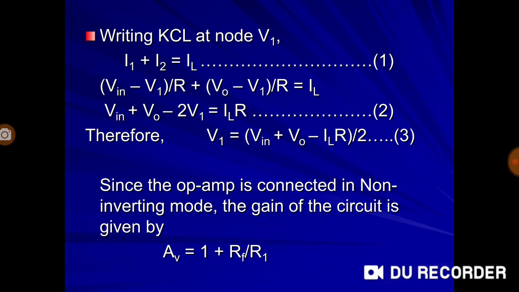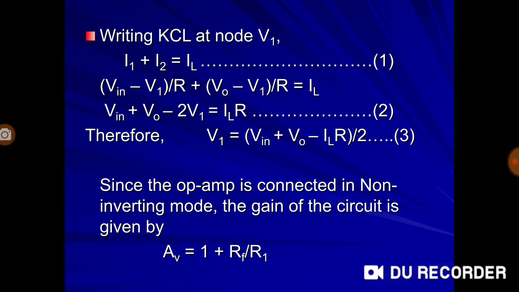Now just simplifying, opening out the brackets, we can say Vin plus V0 minus twice V1 is equal to IL R. Therefore, the first point was to determine an expression for V1. So V1 is equal to, putting equation 2 in the form so that V1 equates to certain values, Vin plus V0 minus IL R by 2.